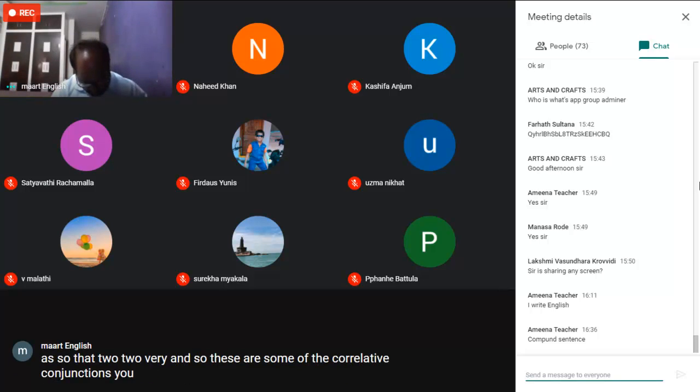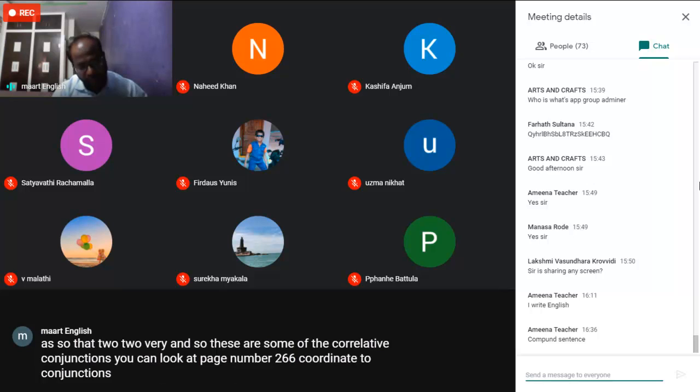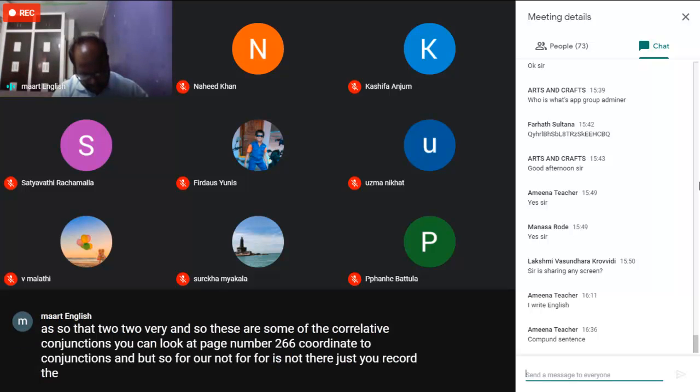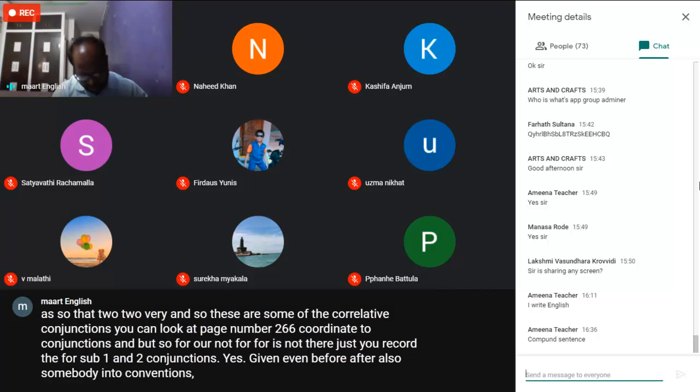You can look at page number 266. Coordinative conjunctions: and, but, so, for, or. Not for. For is not there, just take out the for. Subordinative conjunctions: given, even, before, after are also subordinative conjunctions. Correlative conjunctions: either or, neither nor, not only but also, etc.